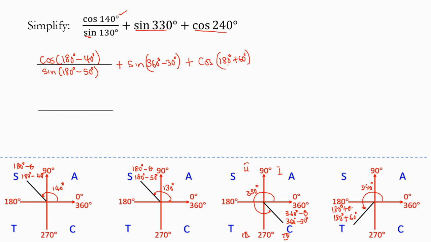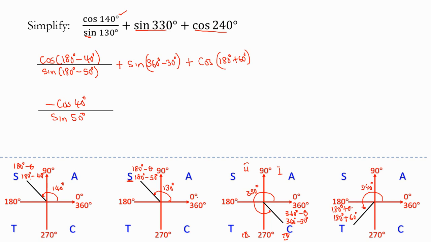So cos of 180 minus 40 degrees is in the second quadrant, and cos here is negative, so it's going to be negative cos 40 degrees. We are reducing now. And then sine of 180 minus 50: sine is positive in the second quadrant, so it's going to be sine 50 degrees.